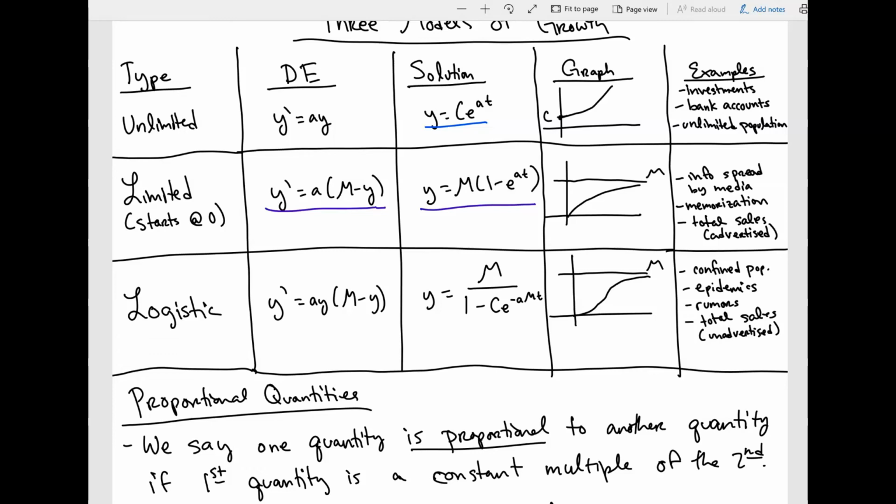So logistic and limited sound very, very similar. The only thing that you have to be very careful with is that this one starts at 0 and this one doesn't start at 0. This one has some present amount. So that's how you can differentiate between the two. In the next video, we will talk about the differences between all three, do some problems, and then do some applications.